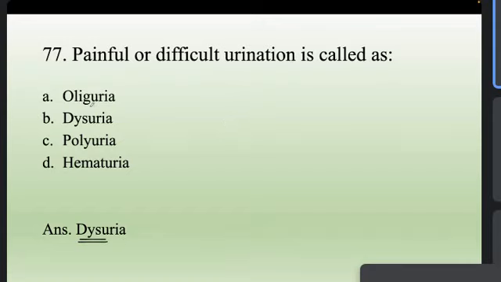So what is oliguria? Very, very low. Low urination is called oliguria. What is polyuria? Frequent urination. Yes, increased urination. Hematuria? Blood in urine. So the answer for painful or difficult urination is dysuria. Okay, let's move on to the next one.